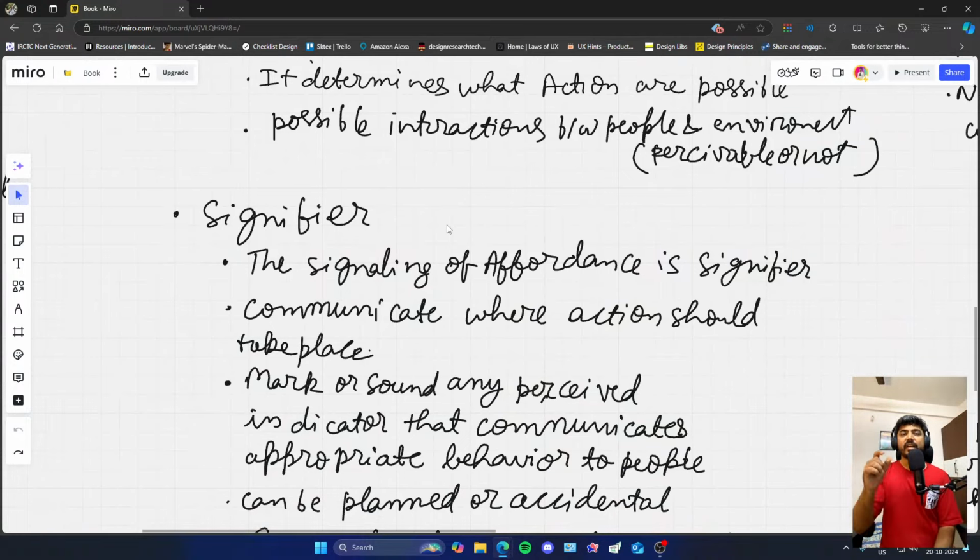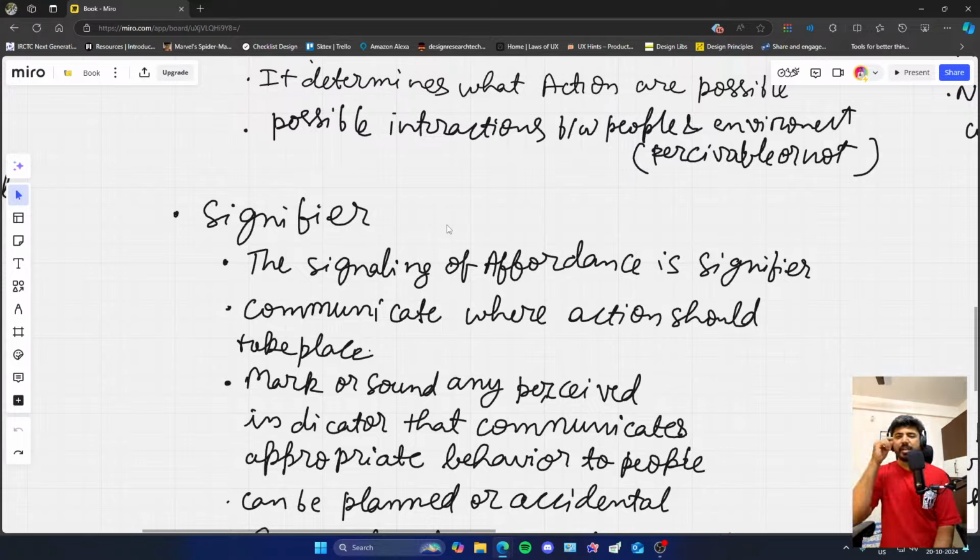Signifiers are the signaling of the affordance. It communicates where actions should take place. A mark, a sound, any perceived indication that communicates appropriate behavior to people.